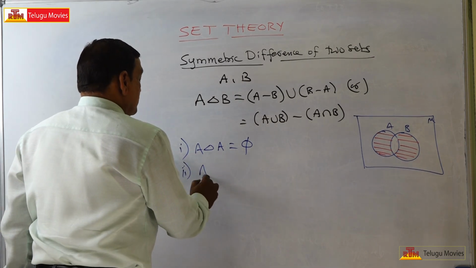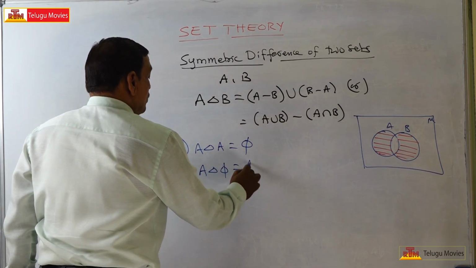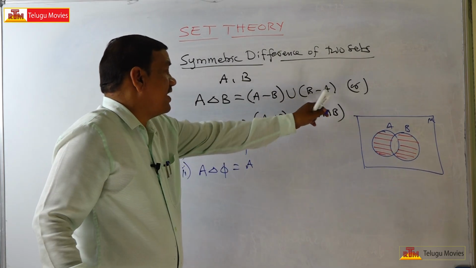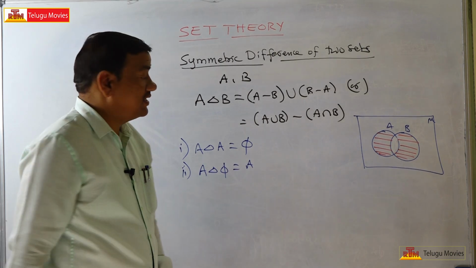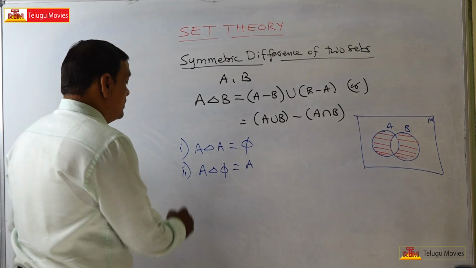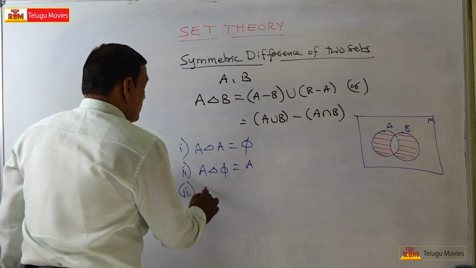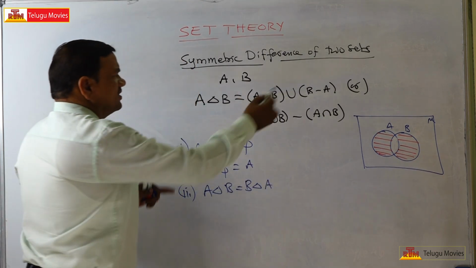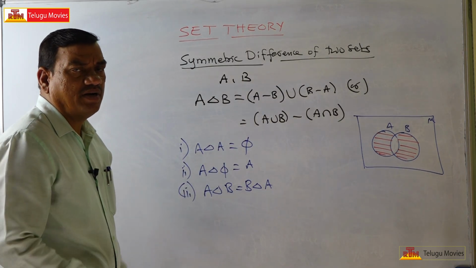Second property is A delta phi is equal to A. That means A minus phi is A, union phi minus A, which is phi only. That's all. That is A delta phi. Third one is A delta B is the same as B delta A. The difference will come, that's all. A delta B, B delta A.